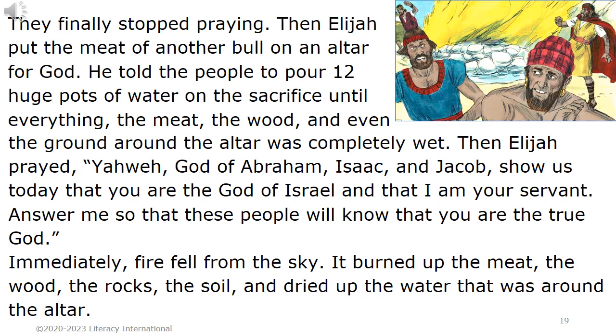Then Elijah put the meat of another bull on an altar for God. He told the people to pour 12 huge pots of water on the sacrifice until everything, the meat, the wood, and even the ground around the altar, was completely wet. Then Elijah prayed, "Yahweh, God of Abraham, Isaac, and Jacob, show us today that you are the God of Israel, and that I am your servant. Answer me so that these people will know that you are the true God."